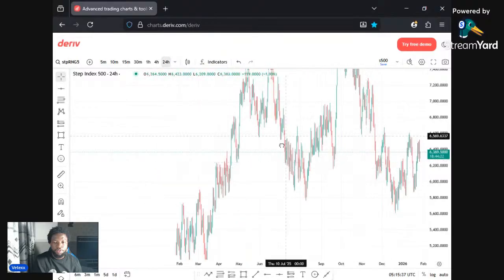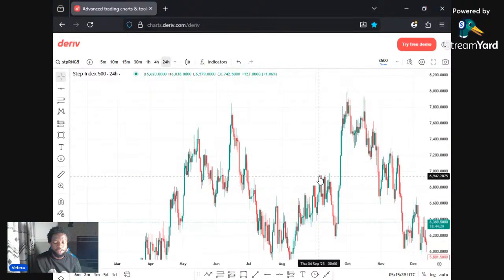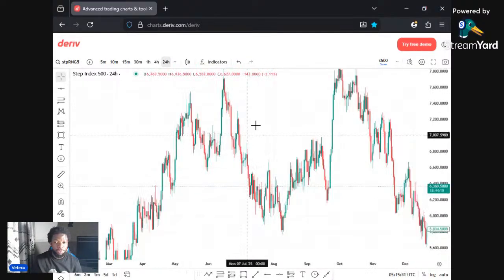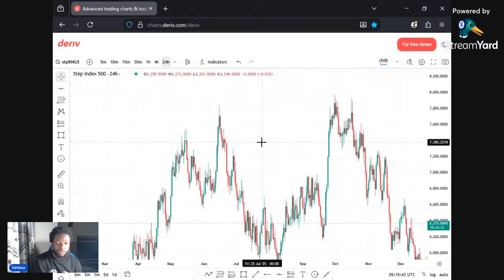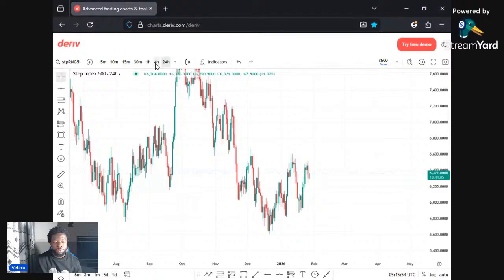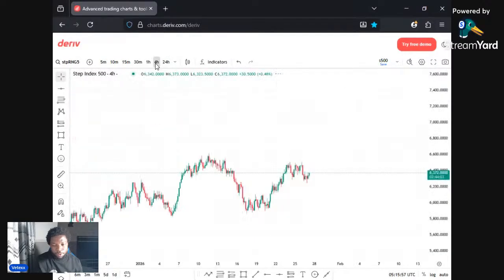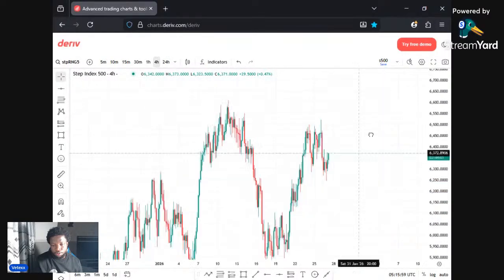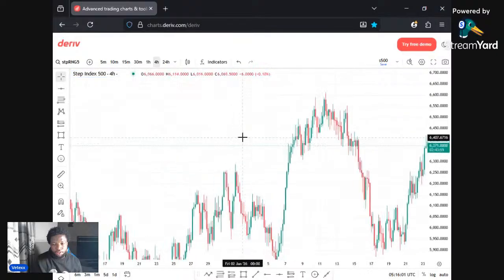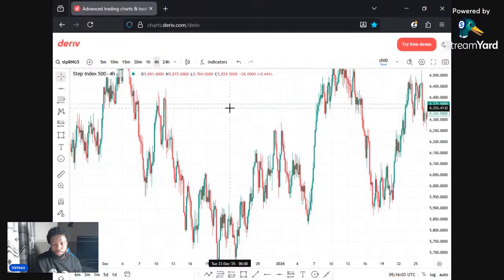Step 500, starting from the weekly time frame, the trend is bearish. On the 24-hour time frame, we can't really see it clearly, but we already know that it's bearish on the weekly time frame. We know that because of top-down analysis. So now we're going to scale to the 4-hour time frame. Let's check the 4-hour time frame and see if we have something tangible.